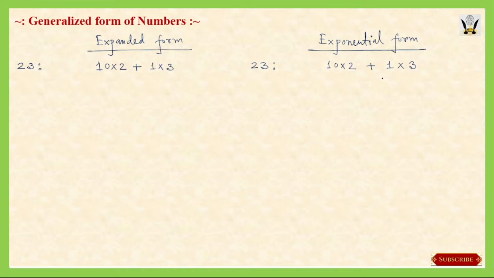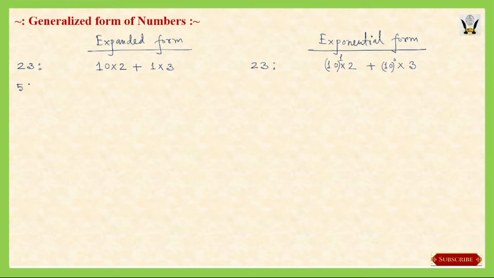And 1 is what? If we take power 0 of any rational number, then that becomes 1. So if we choose the rational number as 10, then it can be written as 10 to the power 0, and here 10 we can write as 10 to the power 1. Because if we choose power 1 of any rational number, then it becomes that rational number only.